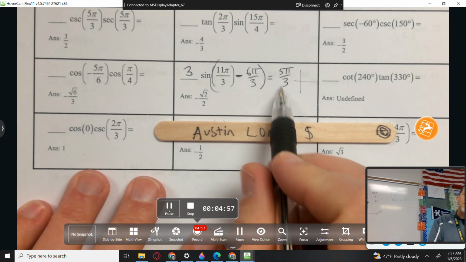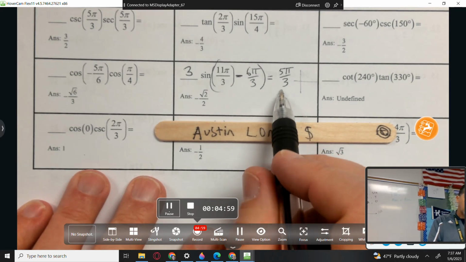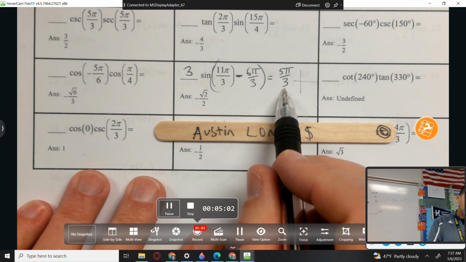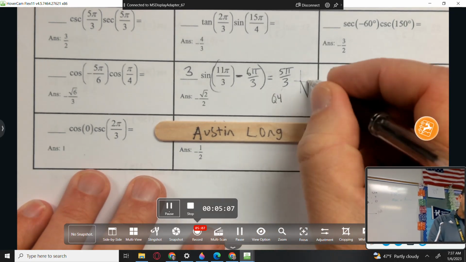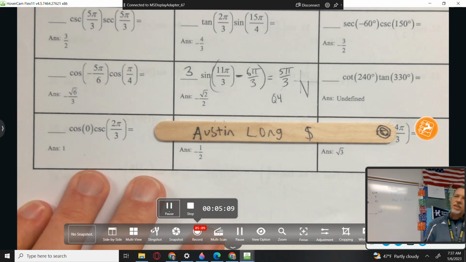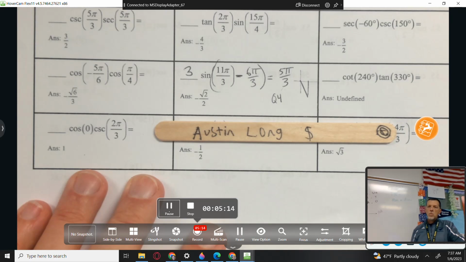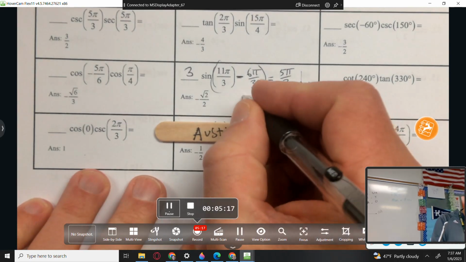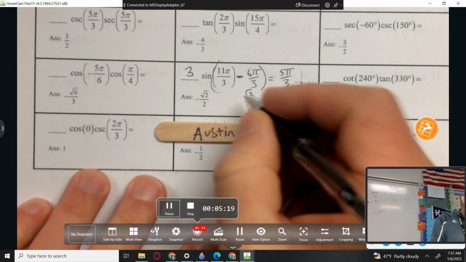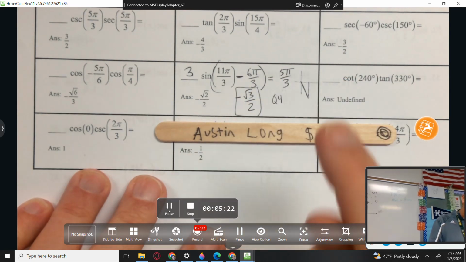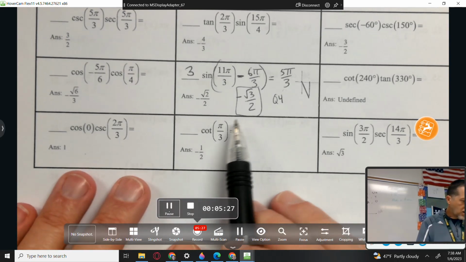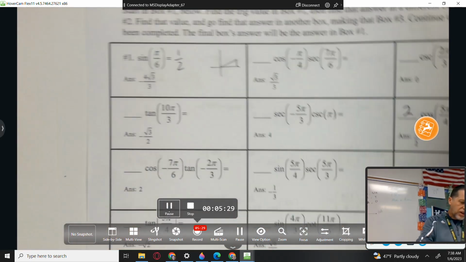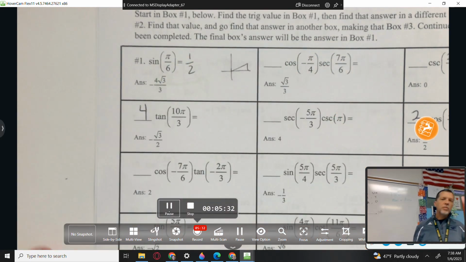Five over 3? No. That's almost 2. So that's quadrant 4, steep angle. Root 3 over 2. Is it positive or negative? It's going down. And then I look for negative root 3 over 2. And that's up toward the top left. So that makes that one number 4.